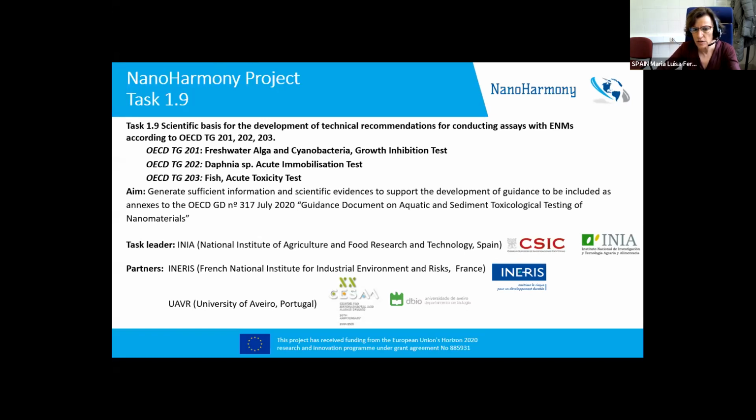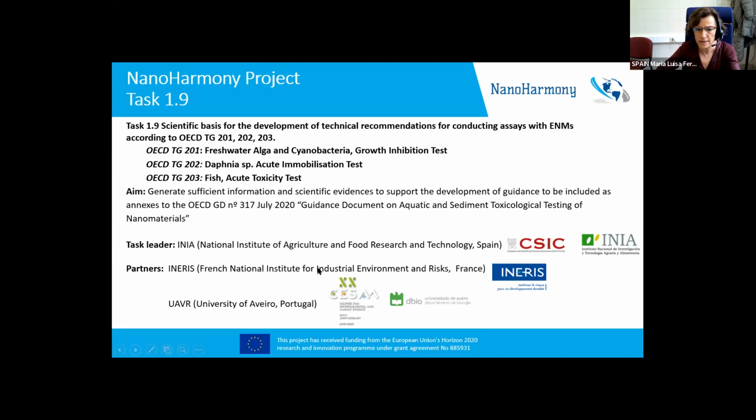In this task, three groups participate, from France and from Spain, which proposed the project proposal. Spain is the task leader. We are at the INIA, which is the National Institute of Agriculture and Food Research and Technology, which now pertains to the CSIC. And we are dealing mostly with test guideline 203, the fish acute toxicity test.